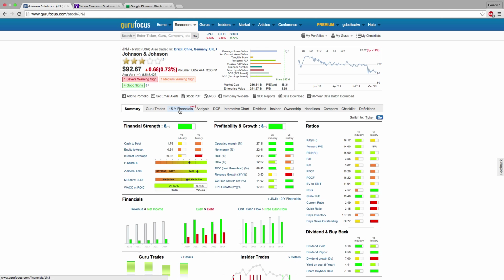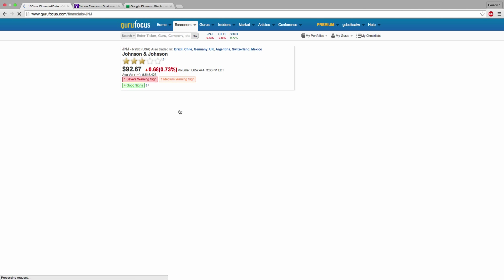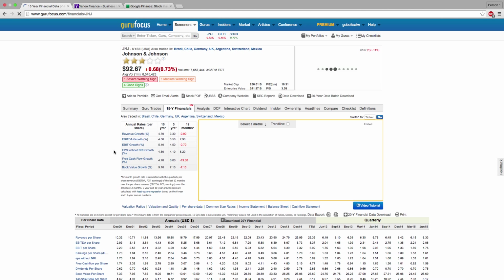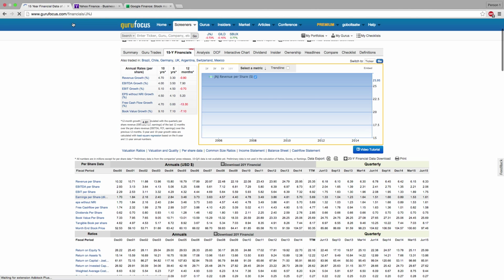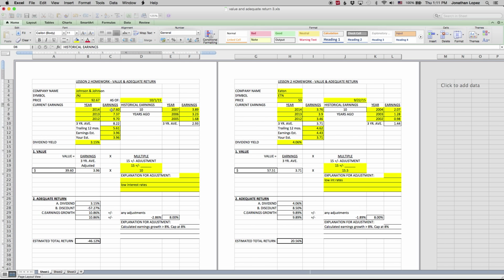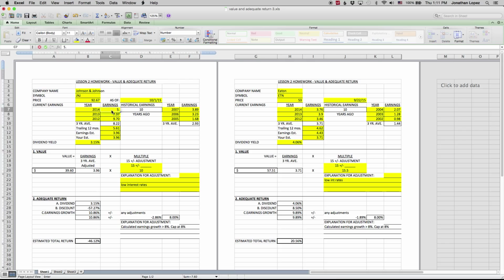So in GuruFocus, I'm going to go to 15-year financials and go down here to earnings per share diluted and go last 3 years, which is right here, 5.70, 4.81, and 3.86. So I put in 5.70, 4.81, and 3.86. Okay, and then I'm going to go 10 years earlier.